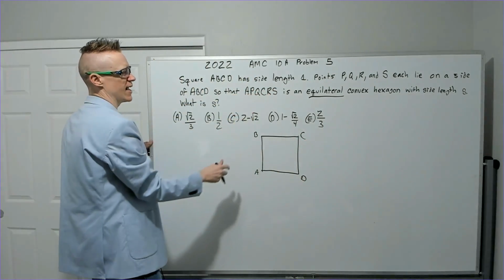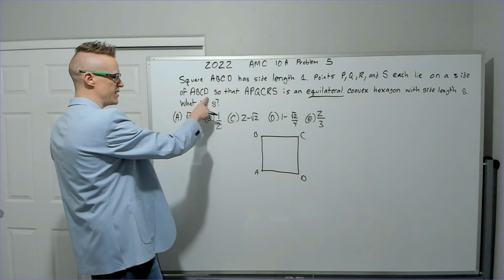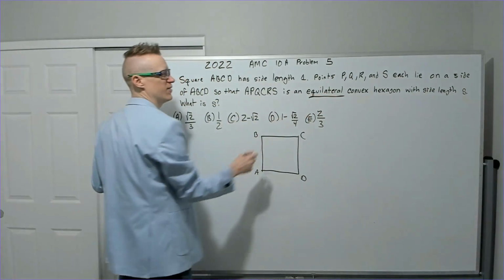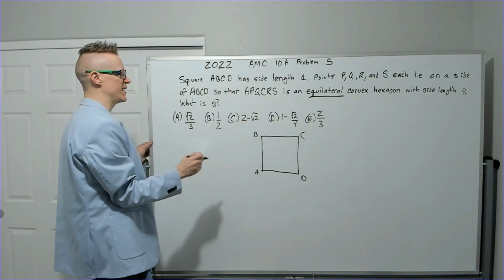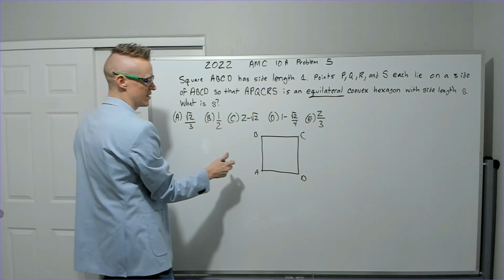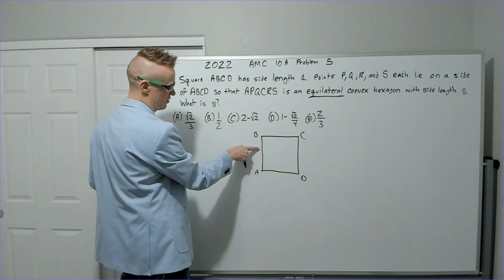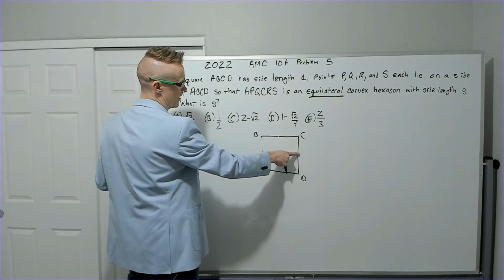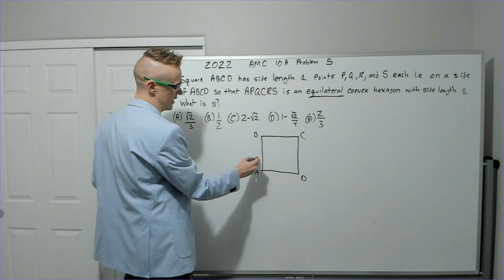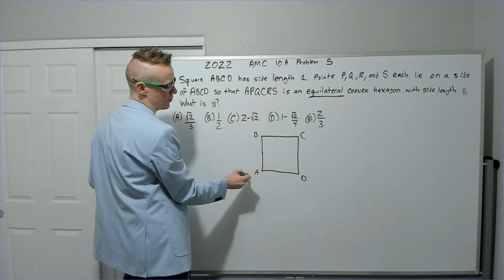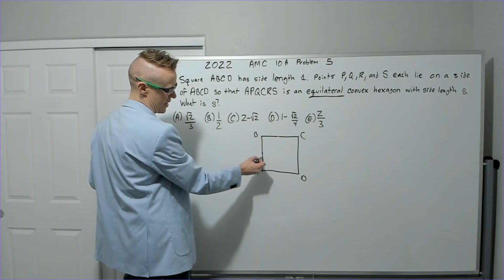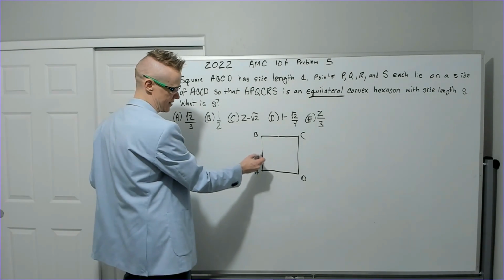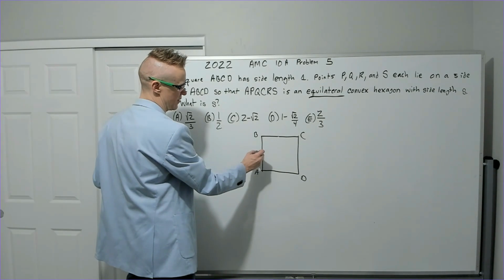Points P, Q, R, and S each lie on a side of ABCD so that APQCRS is an equilateral convex hexagon with side length S. What is S? So let's see, if I put P over here, about here, and then Q, and then C, and then R, and then S, it must go kind of like that. If you tried to put it at the halfway point, it wouldn't work because AP would be half a side length, but PQ would not be the same length as half the side length, because Pythagorean theorem and stuff.